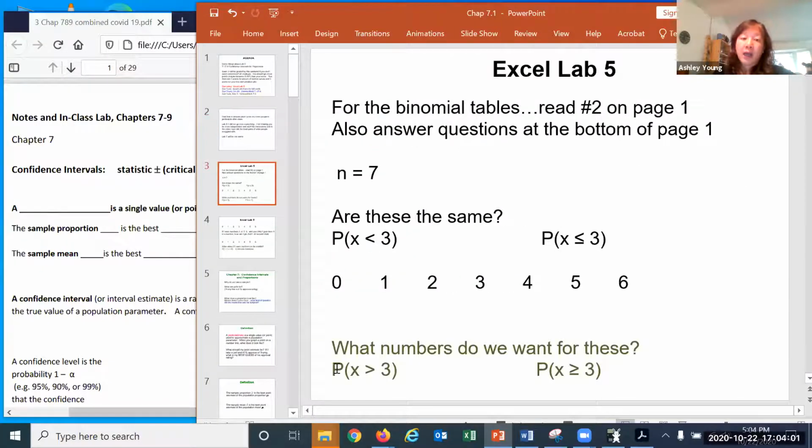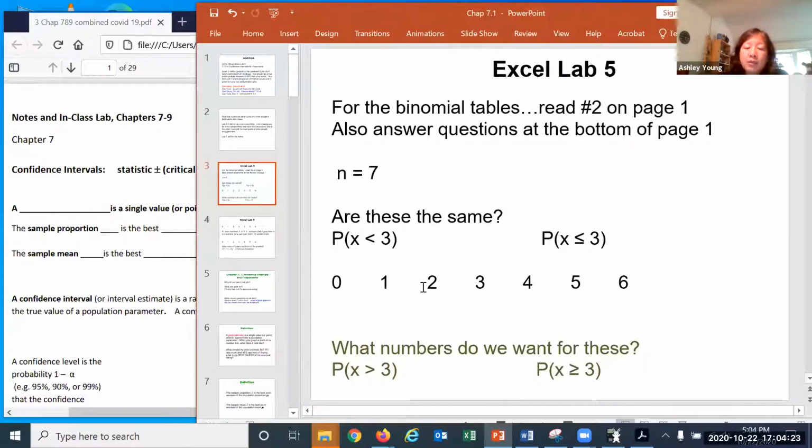All right, Excel Lab 5, some comments on it particularly. For the binomial tables, make sure you read number 2 on page 1. I'll show you how to do that one. And also answer the questions at the bottom of page 1. There's like 3 questions that ask you general questions about those graphs. You can look at the numbers that you created and you kind of see from there how things go.